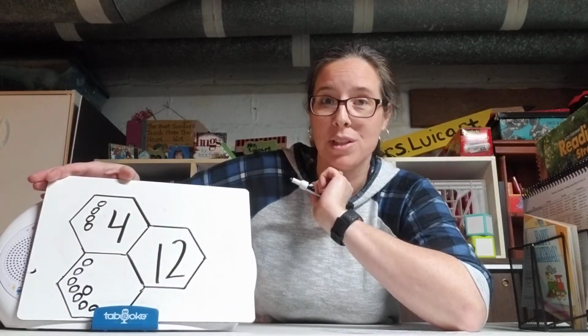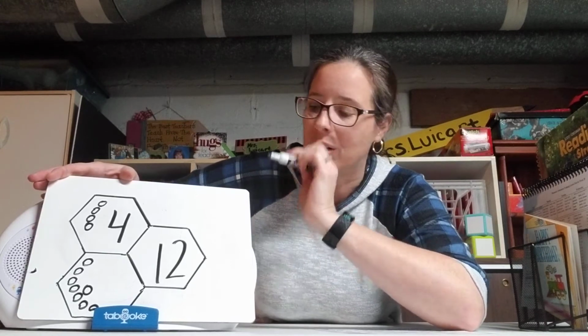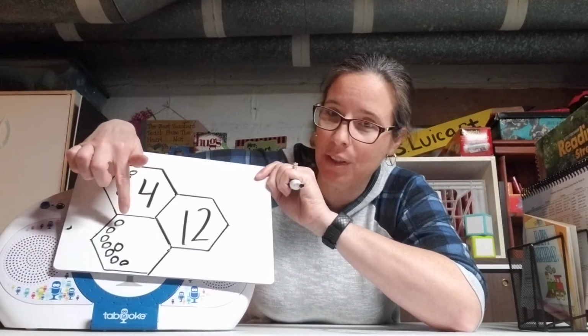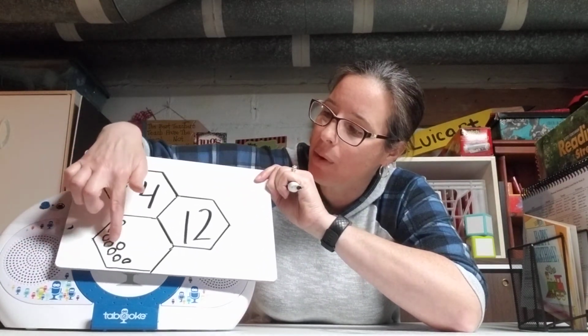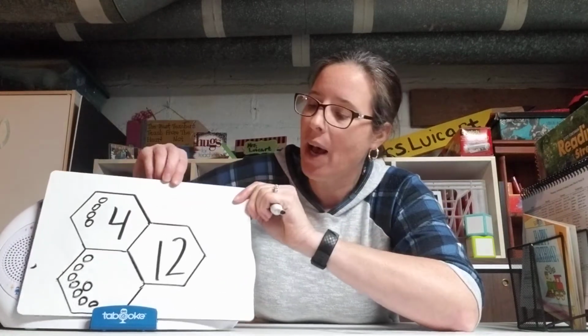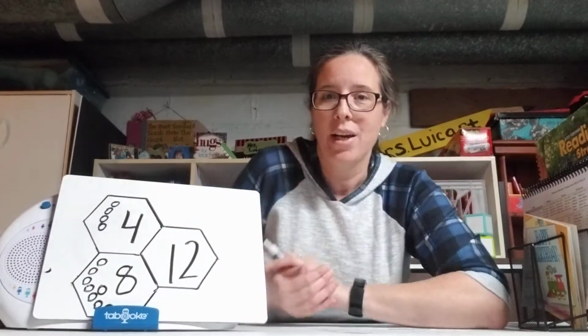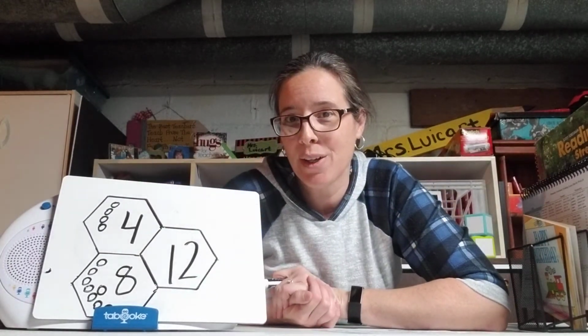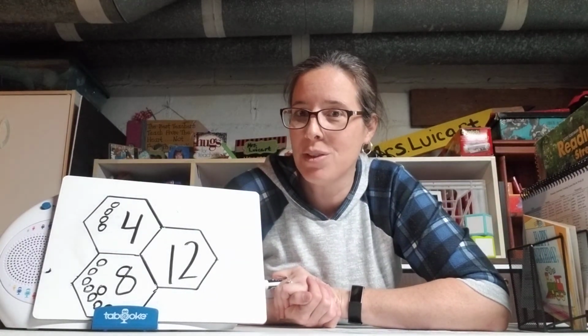You could draw circles until you get to 12 after the 4. And then you would count your circles. 1, 2, 3, 4, 5, 6, 7, 8. So I know that the other part of 12 is 8. So if I had 4 cookies and 8 cookies, I would have 12 cookies total.